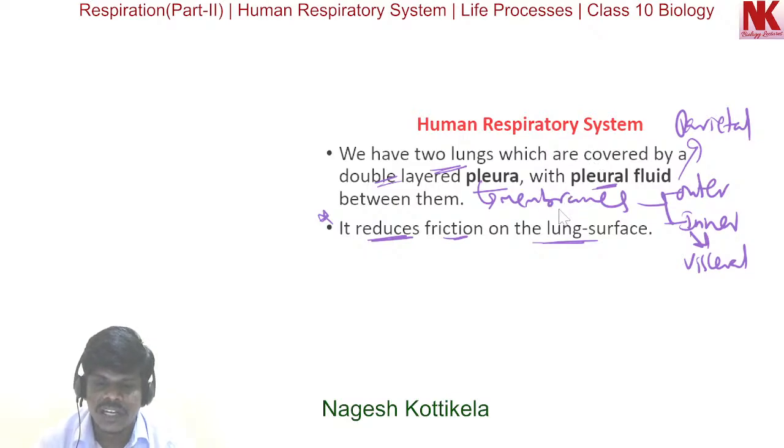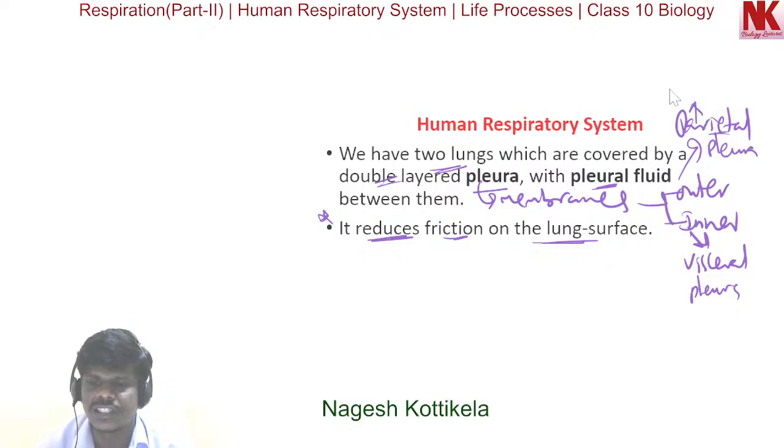The outer membrane is called the parietal pleura. The inner membrane is called the visceral pleura. The parietal pleura is in contact with the thoracic lining.